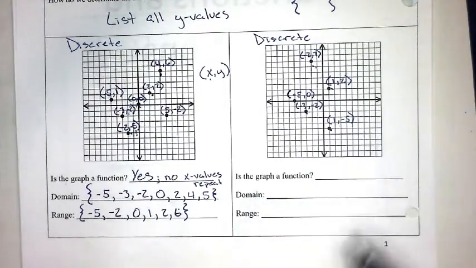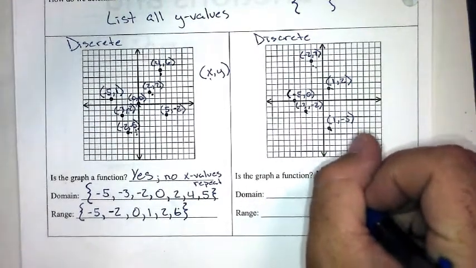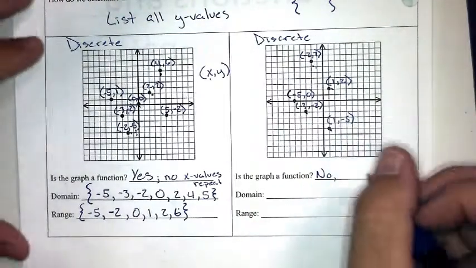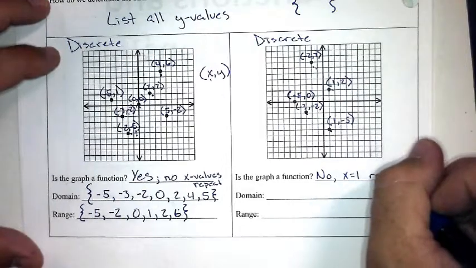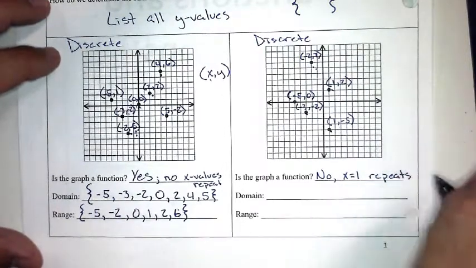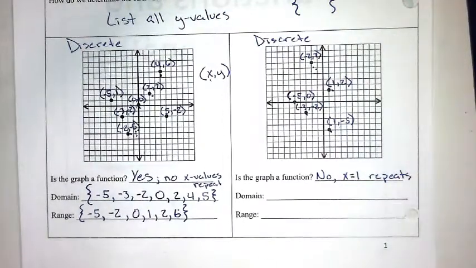Because there's 2 1s in the x values. X equals 1 repeats. That's how you write that. X equals 1 repeats. Because at x equals 1 repeats, it is not a function.